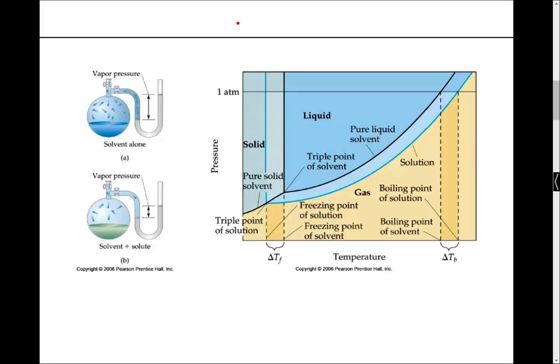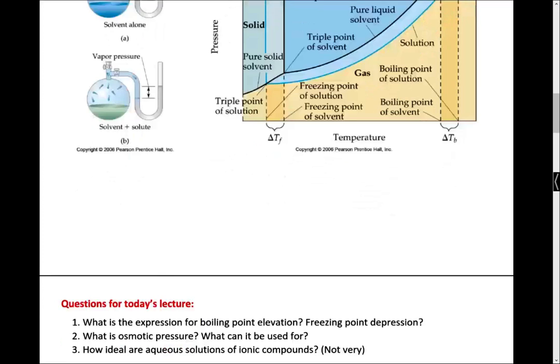So by adding a non-volatile solute, we see this curve that's the coexistence between vapor and liquid drop. That leads to delta T, an increase in the boiling point, a new triple point, and then we see a decrease in the melting point. Okay? All right, and that's all related to the vapor pressure.